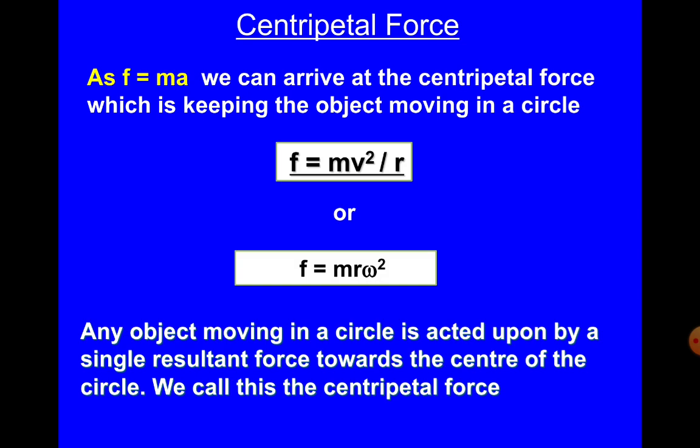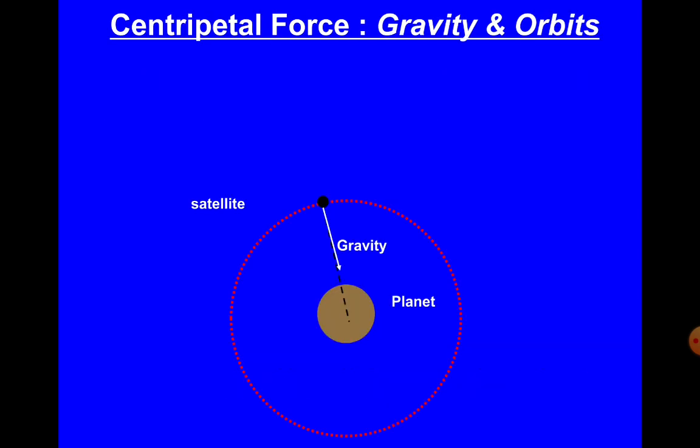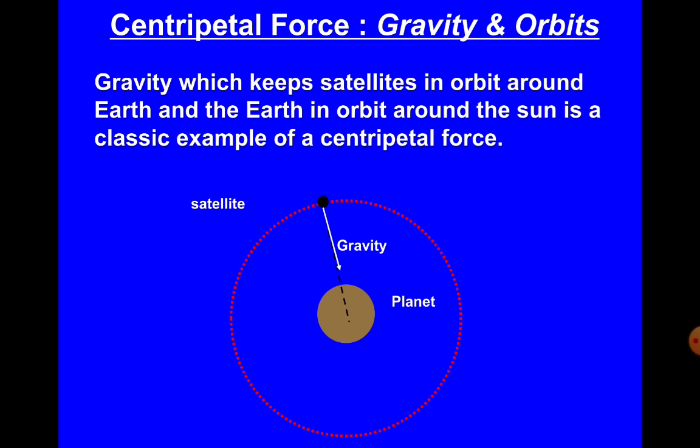Now, why are these bodies kept in a circular motion? Let's look at a satellite that is moving around a planet. It is the gravity that keeps the satellite in orbit. The Earth around the Sun is a classic example. When the Earth is in orbit around the Sun, it's a classic example of a centripetal force.